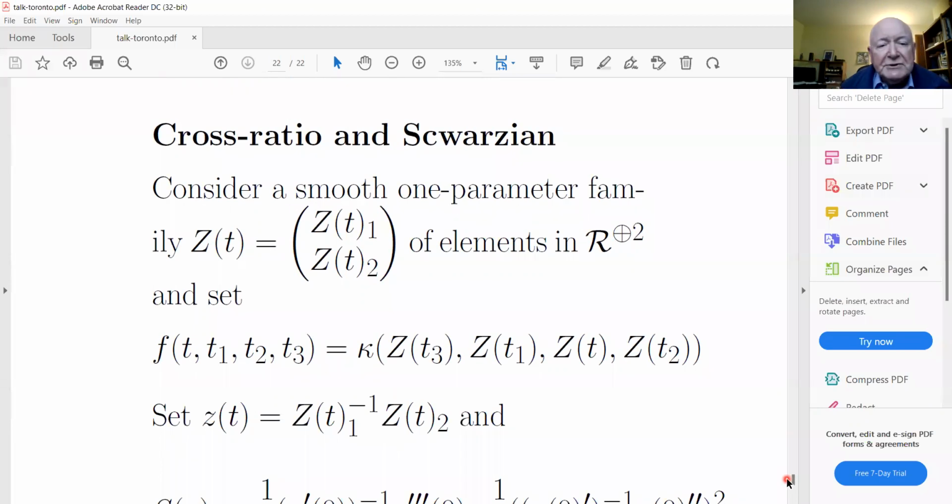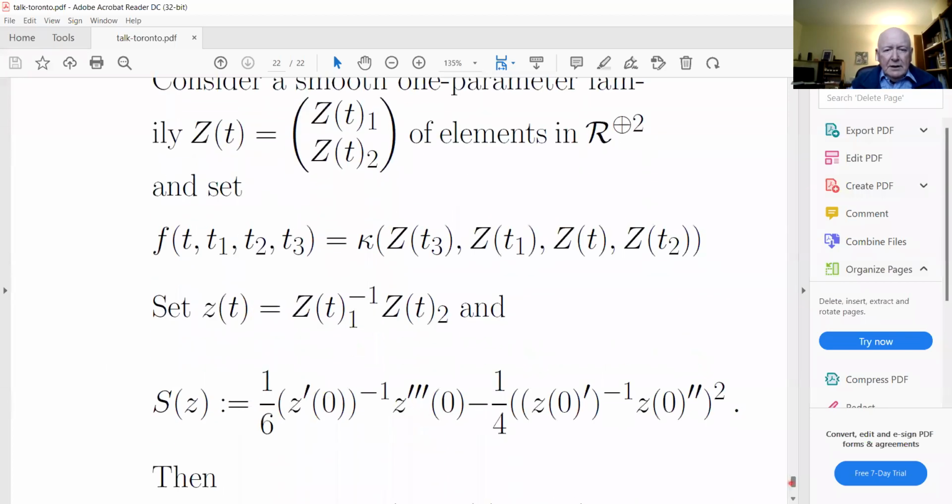Okay, I don't have that much time, but it is very well known that the Schwarz derivative is a sort of infinitesimal version of the cross ratio. So let me very briefly attend to this. Again, I have R squared, a direct sum. Suppose I have a smooth one-parameter family of elements, and suppose that I have this type of cross ratio, which depends on four parameters.